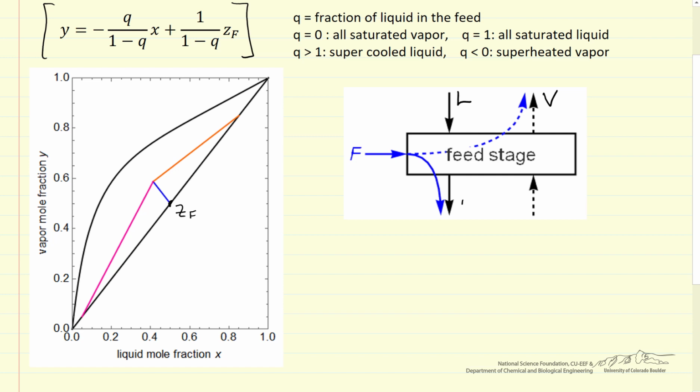And then we use the symbol L bar for the molar flow rate here, and V bar. So you can see that L bar would be the liquid that's flowing down plus what we add from the feed. So the fraction that's liquid in the feed goes down, and likewise V would be V bar plus the remaining fraction, which was vapor, that's flowing up.